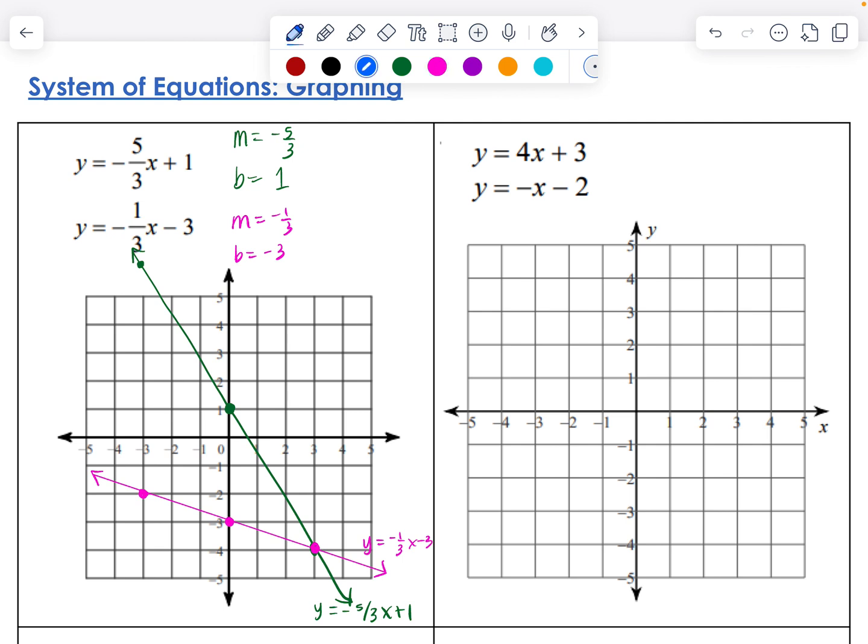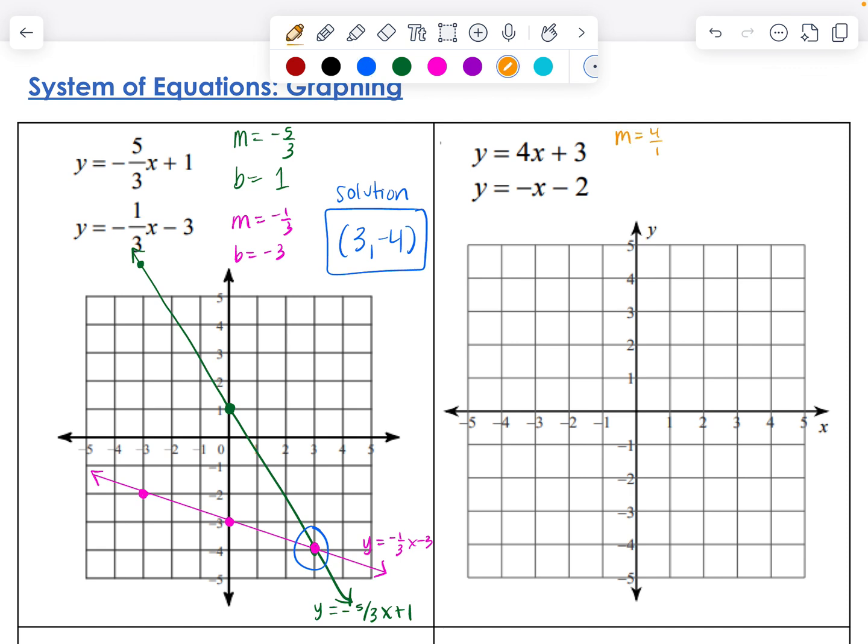And so we do need to state what the solution is, so circle the point that's overlapping, and your coordinates for this would be 3 and negative 4. So that is your solution to this system of equations. Let's take a look at another example.